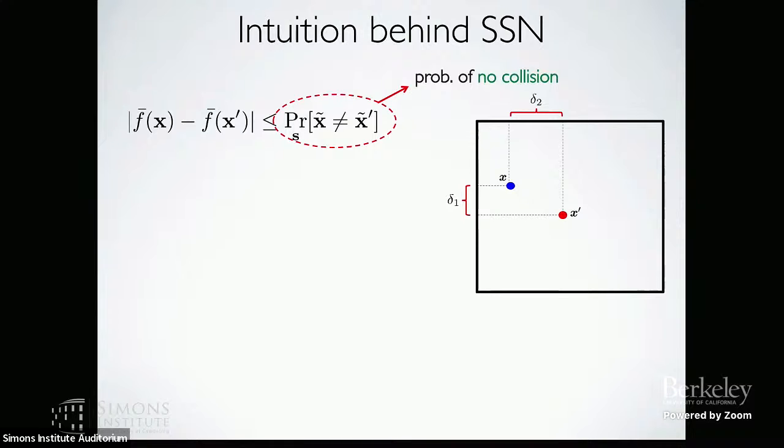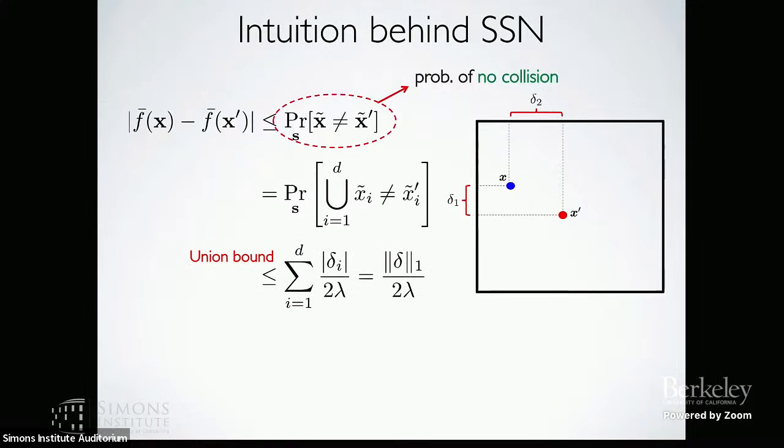So what is this probability? The probability that they don't collide, their smooth version, is the same as the probability that at least one of their dimensions don't collide. Because if one of the dimensions don't collide, they don't collide. Okay, so how can I compute this probability?